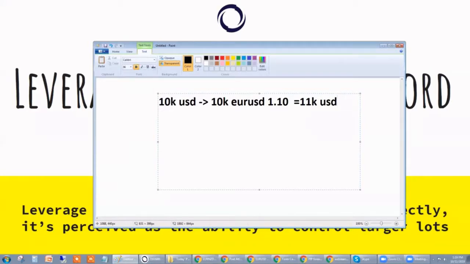Now, if you use leverage correctly with a degree of cautiousness and proper understanding of the inherent risk that it carries, then you should perceive the ability to make use of leverage accounts as a benefit to control larger lots. And that's how we can control 11,000 US dollars worth of 10,000 units of euro dollar with only a 10,000 US dollar account.